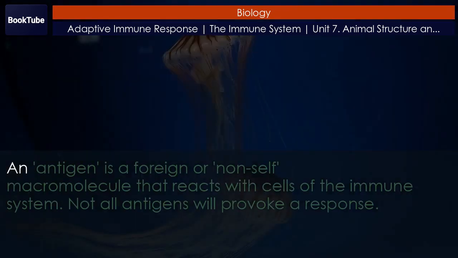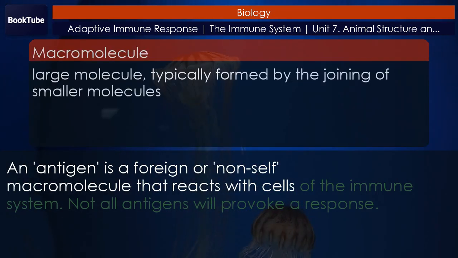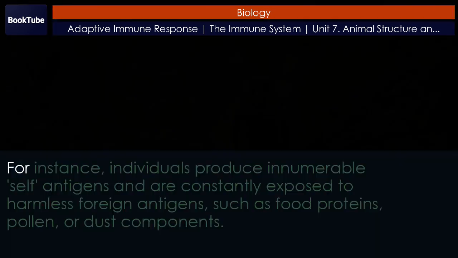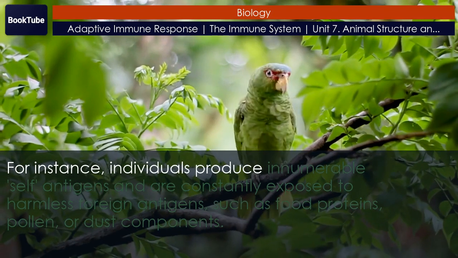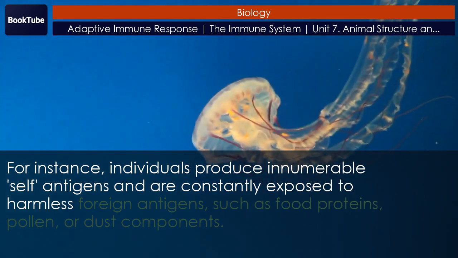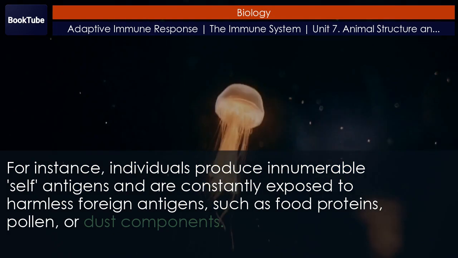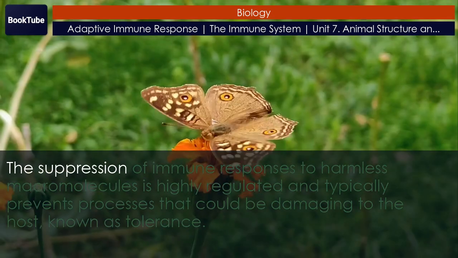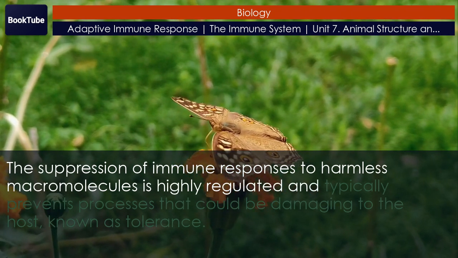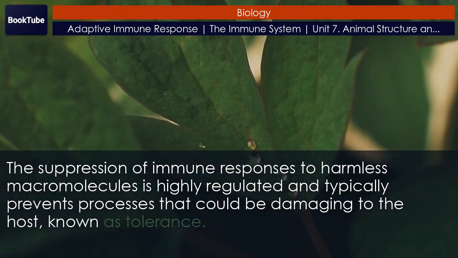An antigen is a foreign or non-self macromolecule that reacts with cells of the immune system. Not all antigens will provoke a response. For instance, individuals produce innumerable self-antigens and are constantly exposed to harmless foreign antigens, such as food proteins, pollen, or dust components. The suppression of immune responses to harmless macromolecules is highly regulated and typically prevents processes that could be damaging to the host, known as tolerance.